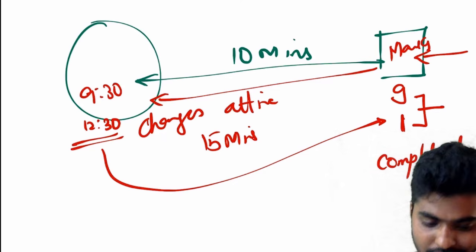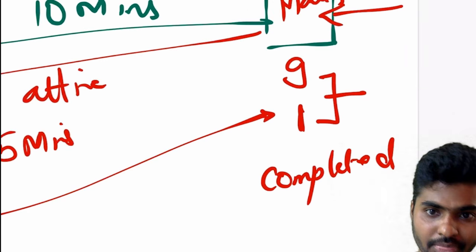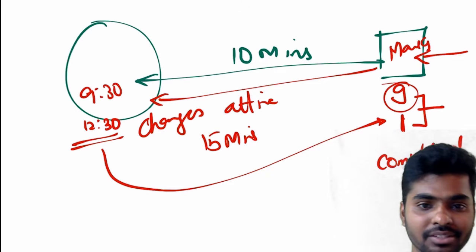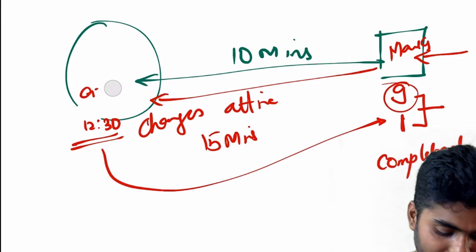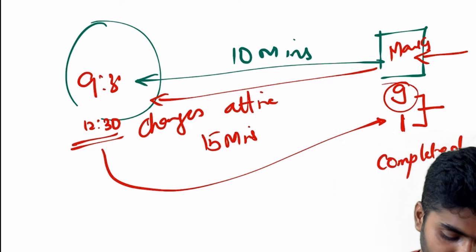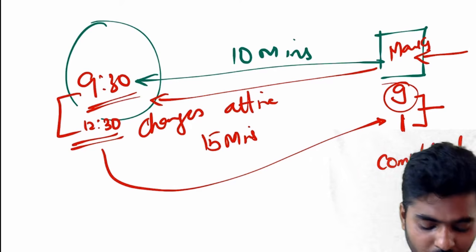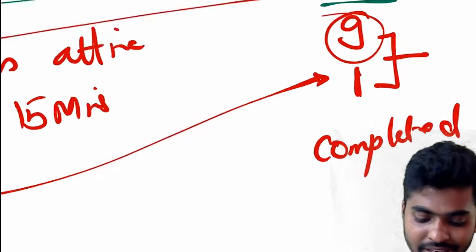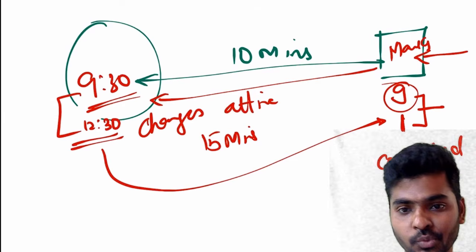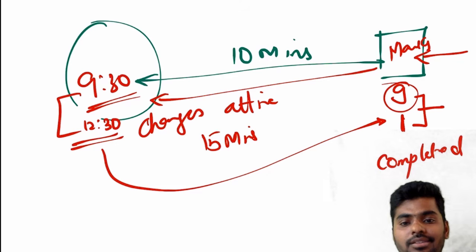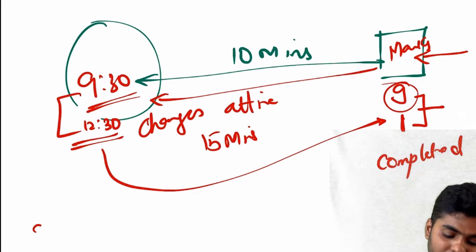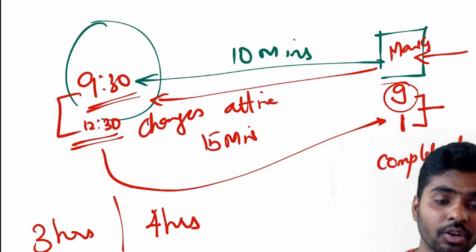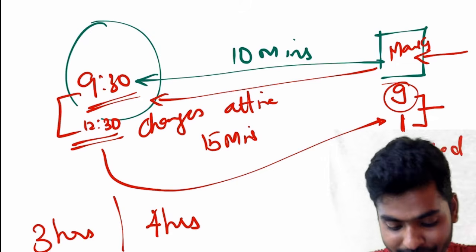How many hours did you work here? Check here. He entered the office at 9, took 10 minutes to reach there, another 15 minutes to change his attire. He started working at 9:30. He completed his work at 12:30, changed his attire another 15 minutes. Then he reached the gate at 1 o'clock and he completed his work. What is the number of hours he has worked? Is it 3 hours or 4 hours? I want you guys to tell me, are you going to be paying him for 3 hours or 4 hours?